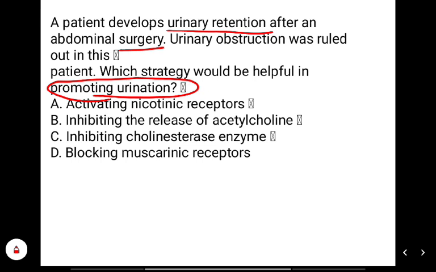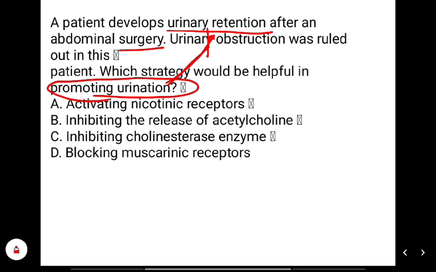Now, activating nicotinic receptor, inhibiting the release of acetylcholine, inhibiting cholinesterase enzyme, blocking muscarinic receptors. Activation of muscarinic receptors in the detrusor muscle of the urinary bladder will promote urination, where the tone of muscle is low in those patients. This will happen when you activate the muscarinic receptors.